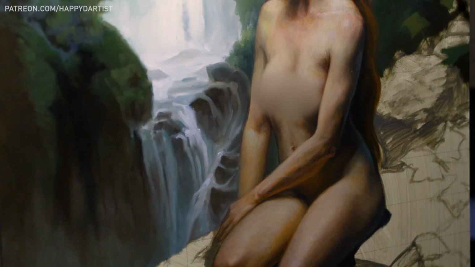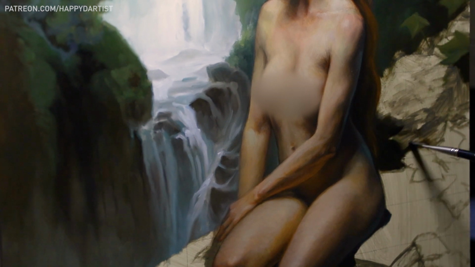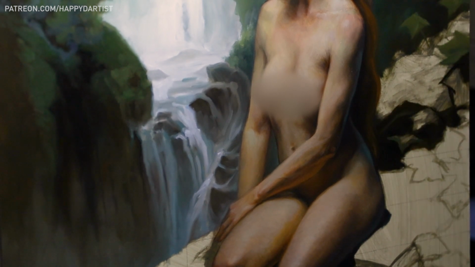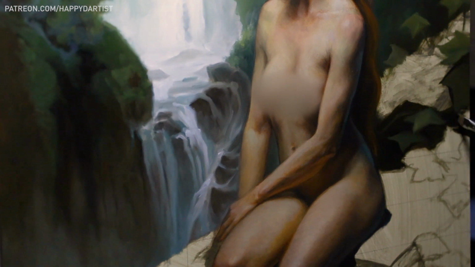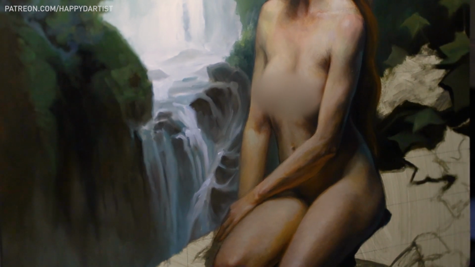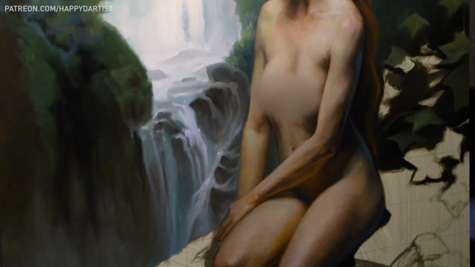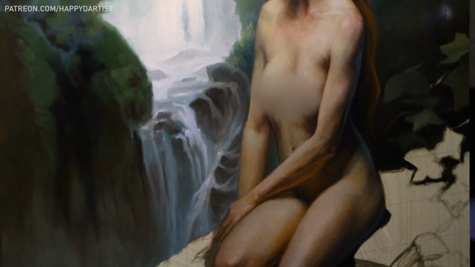One huge challenge in adding in the background elements after already finishing rendering the figure is to keep the lighting consistent. I was fortunate enough to have been able to observe exactly where the light source was placed, so I know how to design the environment to follow a similar lighting setup.